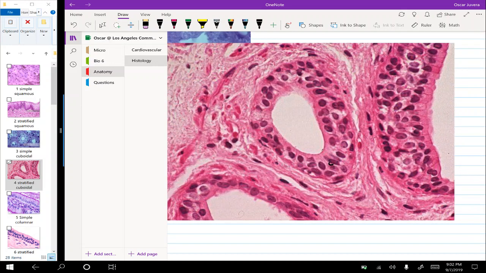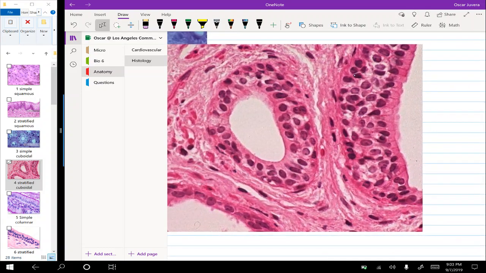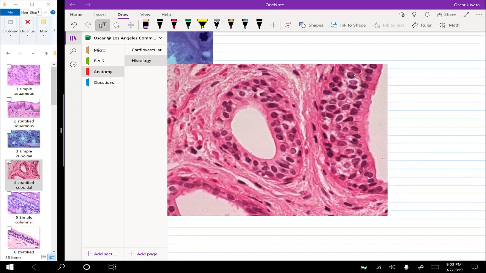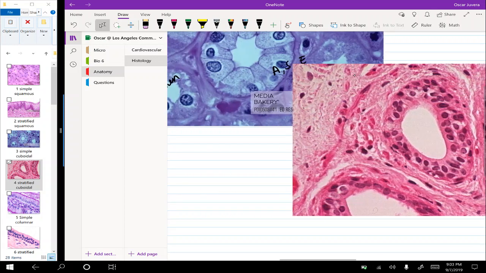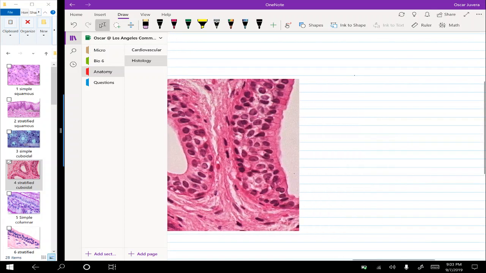A place in your body where this can be found, they're really rare in the kidney tubules, but they're more common in the sweat glands, salivary glands, etc. Again, their main function is to secrete, excrete, and absorb, just like this little guy right here. So simple, stratified. I hope you got it.